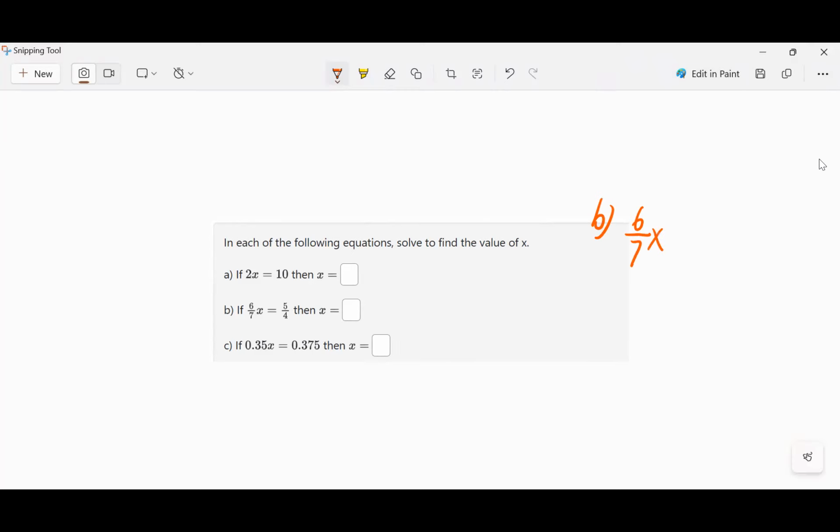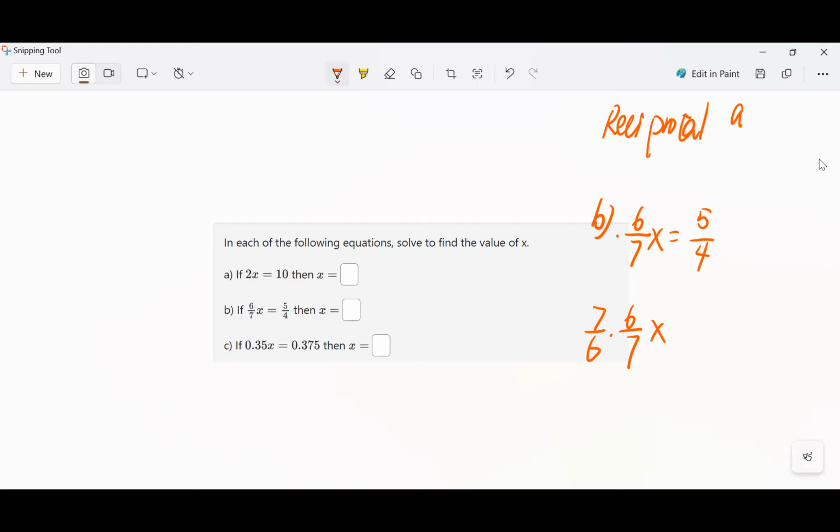6 over 7 x equals 5 over 4. So instead of dividing both sides of the equation by 6 over 7, you just multiply by the reciprocal. Anytime we have a fraction, you can always multiply by the reciprocal, meaning flip top and bottom. That's what I showed you on day one. This is a very, very important concept, and when we handle fractions, the reciprocal becomes very useful.